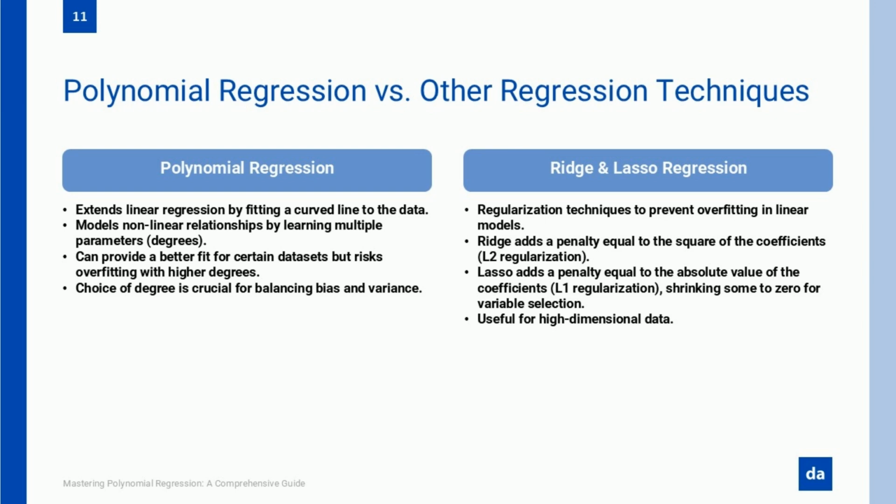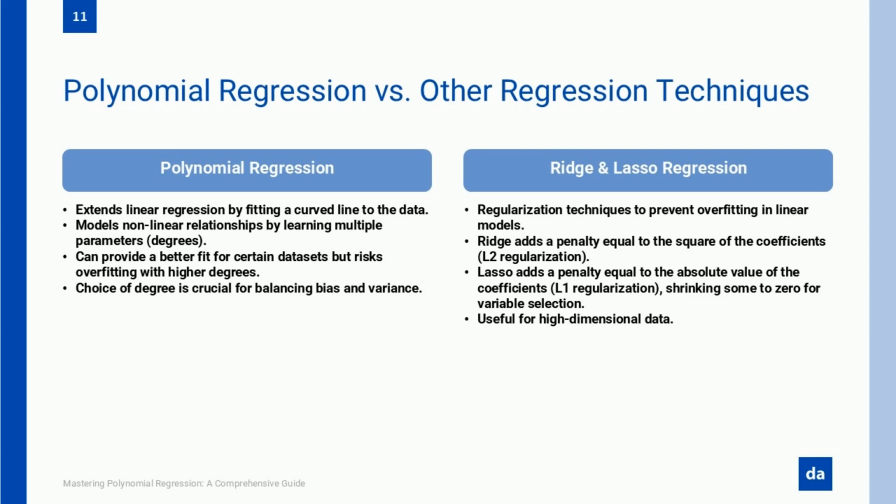Lasso regression, also known as L1 regularization, works similarly to ridge regression but with one key difference. Instead of squaring the coefficients, lasso regression applies an absolute value penalty. This not only prevents large coefficients, but also forces some of them to become exactly zero, effectively performing feature selection. By eliminating less important polynomial terms, lasso regression creates a simpler model that retains only the most relevant features, reducing complexity while maintaining accuracy.